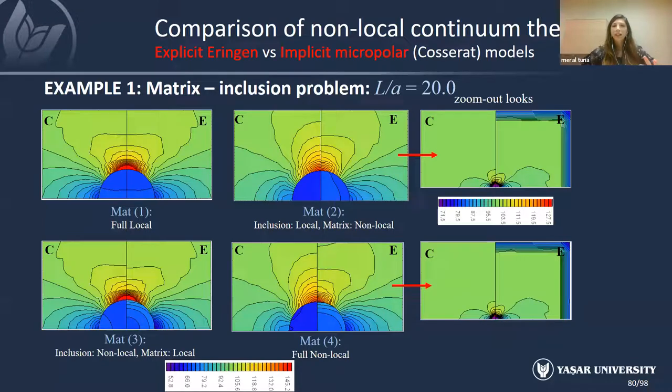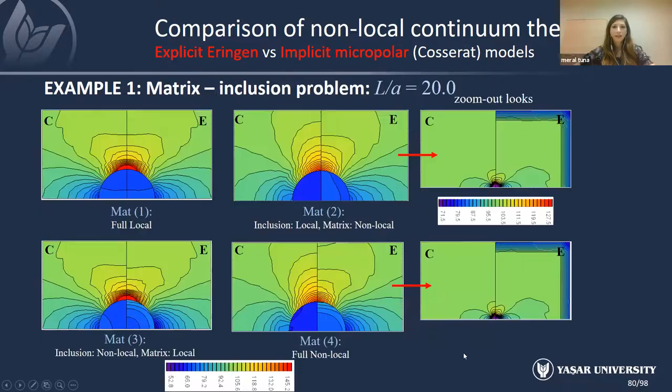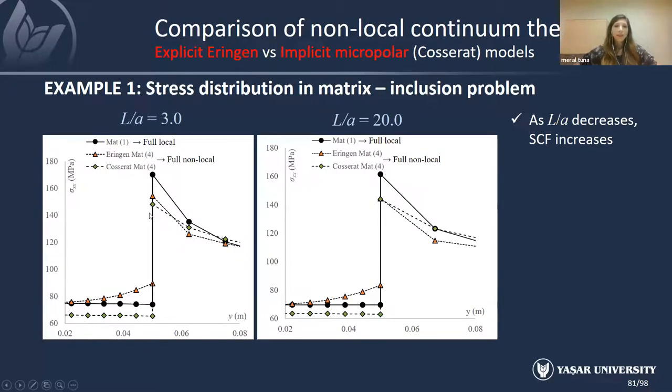Now to show the effect of non-locality with scale ratio, we are going to compare the results of normal stress for smallest and largest scale ratios. So this is the variation of normal stress along the y-axis, along this line. I hope you can see it. Independent of the continuum theory that is used, which could be either local or non-local, as the scale ratio, the ratio between edge length and inclusion, decreases, the stress concentration factor increases. As scale ratio decreases, the effect of non-locality becomes more pronounced as expected, because the dimensions become comparable.